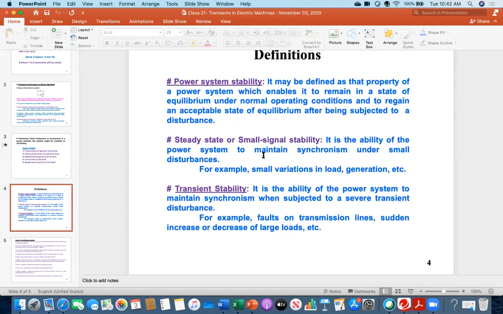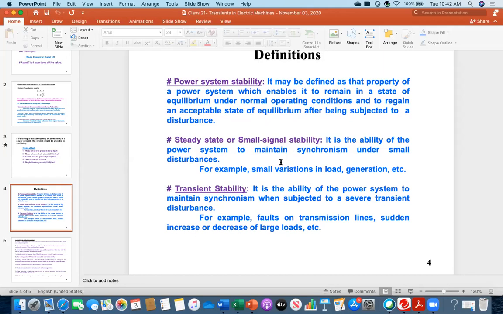And then it has two categories: small signal stability and transient stability. Sometimes small signal stability is called steady state. So what does that mean? You see, I have written: it is the ability of the power system to maintain synchronism under small disturbances, for example, small variations in load, generation, etc.